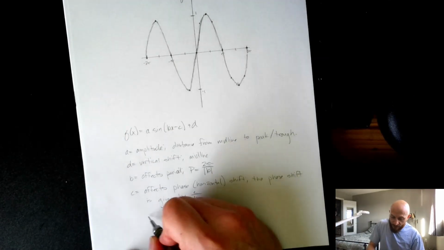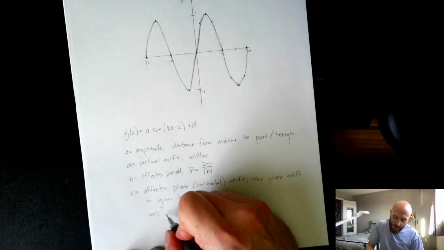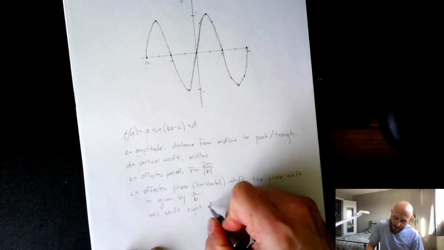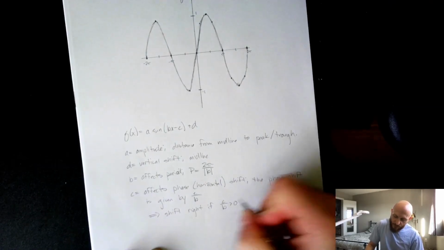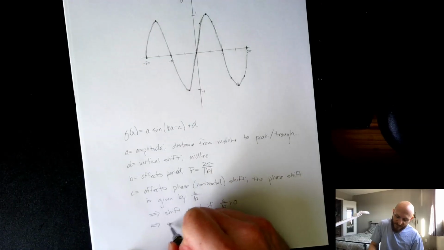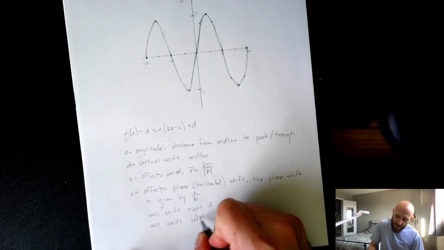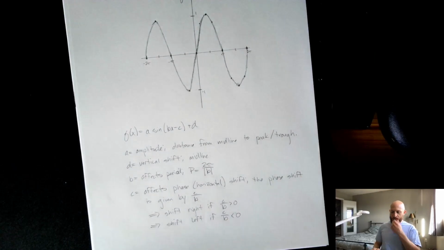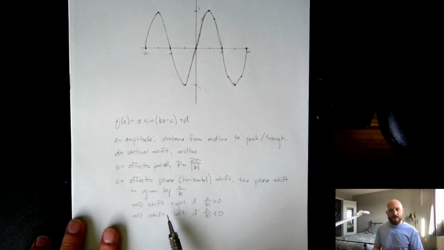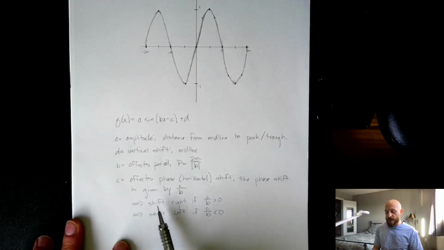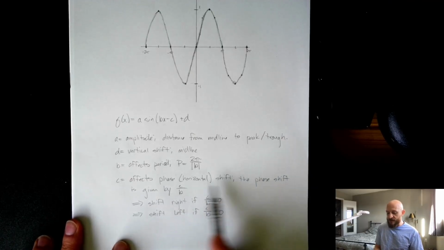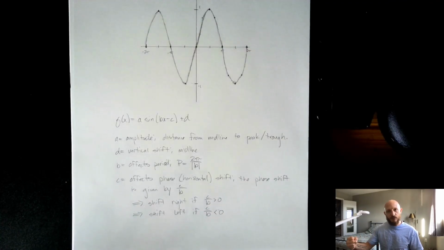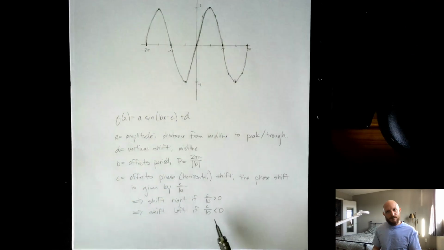And in particular, it is a shift right if C over B is greater than 0. It is a shift left if C over B is less than 0. And this right here, I think, is fairly intuitive. This follows our intuition that if the variables that have to do with the phase shift are positive, that means it's shifting everything to the right. If they're negative, it's shifting them to the left.